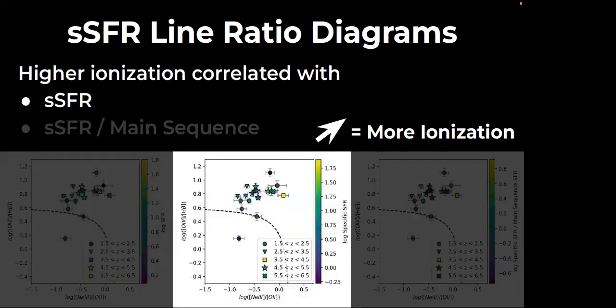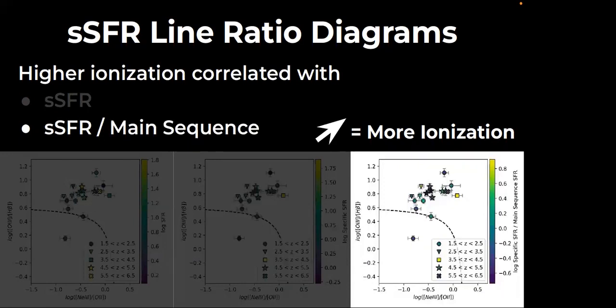In this middle plot, I color galaxies by their specific star formation rate, where yellower galaxies have a higher specific star formation rate and bluer galaxies have a lower one. And we see a really nice trend here, which is expected. If a galaxy is forming lots of stars for its size, we expect those stars to be ionizing the medium around them.